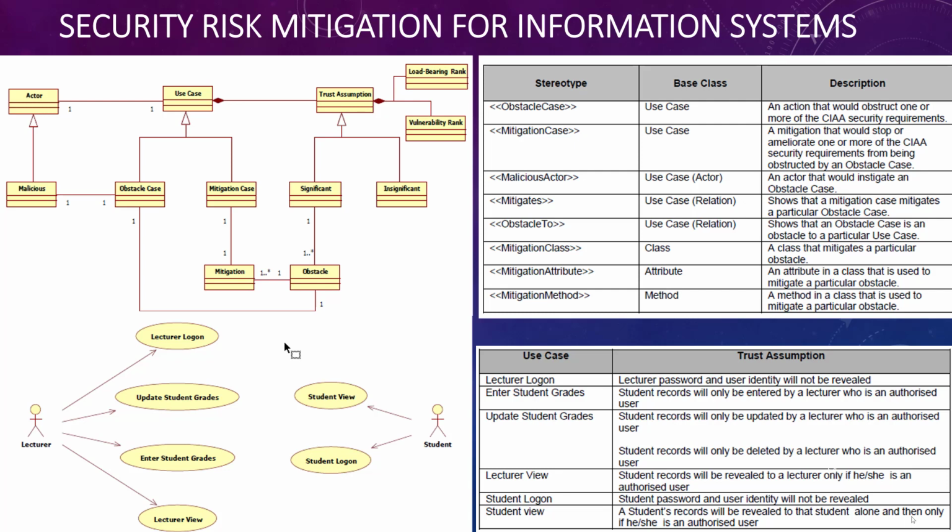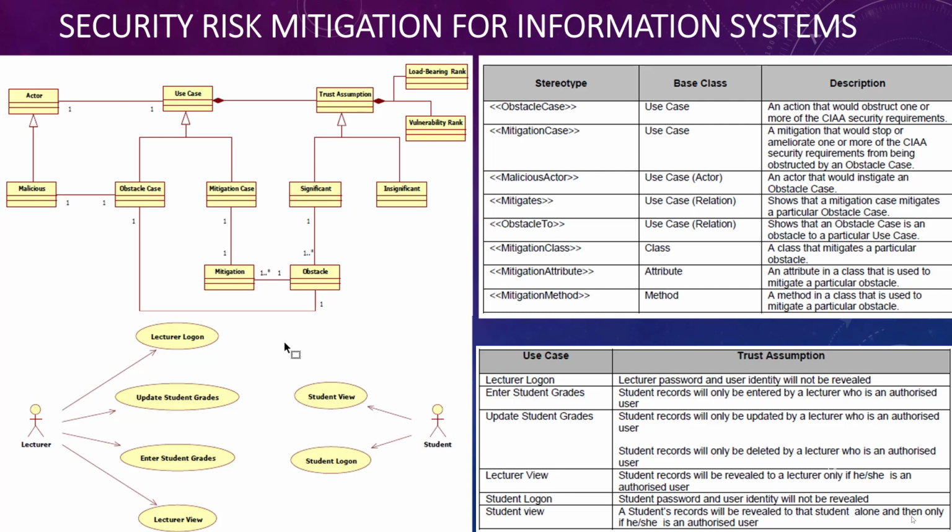So we've got a use case of a lecturer logging in, and there's a trust assumption that the password and user identity will not be compromised. The confidentiality of that password and identity will be maintained. When they're entering in the grades, the integrity of that information will be maintained because it's only being entered by the lecturer. And not only is there an integrity there, but there is an authentication component associated with that as well, so that we have accountability back to who actually did it. So, again, you can see the use cases and the trust assumptions and the series of objects and how this all relates together.